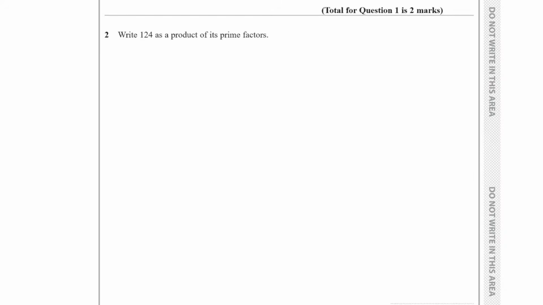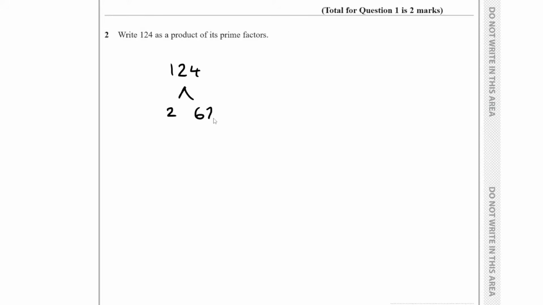Question number 2, we have to write 124 as a product of its prime factors. So I like to break it down with a factor tree, and I like to just use prime factors. You can use any factors technically, because at the end they will break down into prime factors. I just think it's easier to start off with prime factors. So for example, I like to start off with 2 if it's an even number, which it is. So I'm going to divide by 2 because that also makes the number a lot smaller, breaks it down quickly.